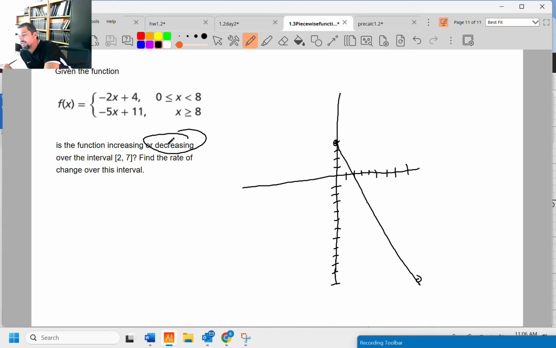Decreasing. The rate of change over that interval is the slope. It was a line. So the slope is negative 2. And it's always doing that. And there you go. I didn't actually have to graph the rest of the function.